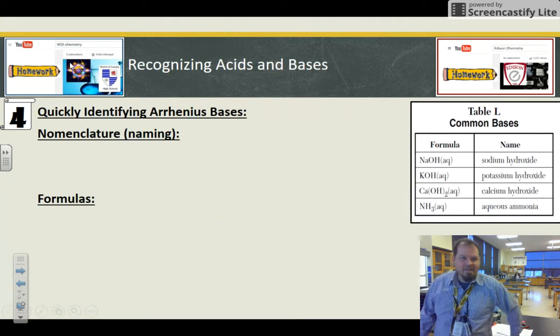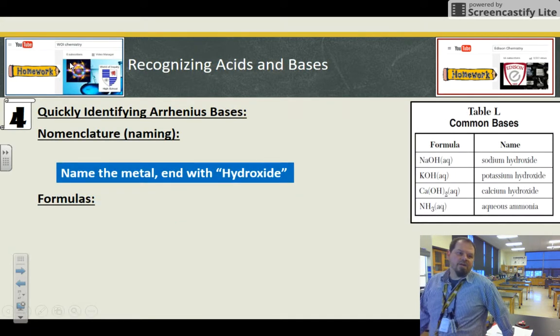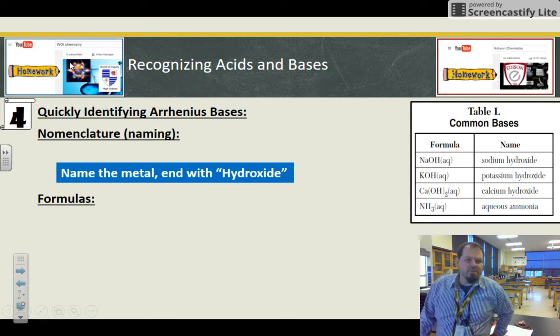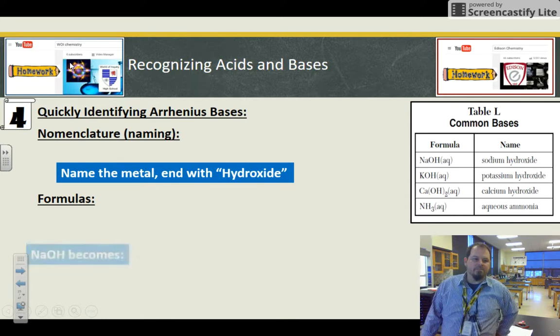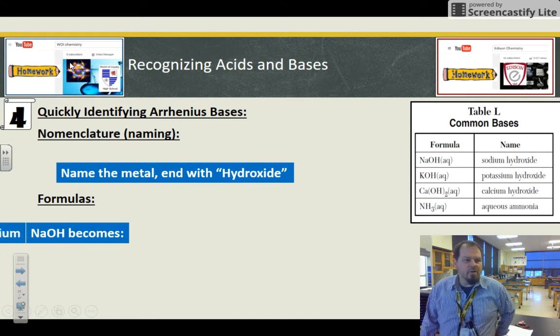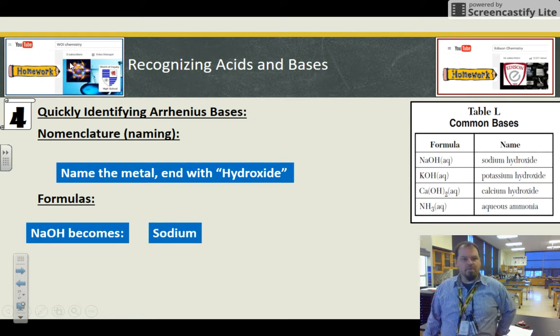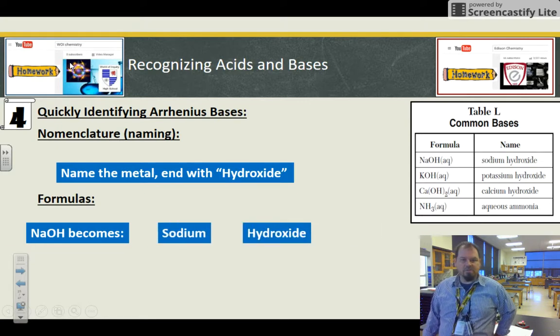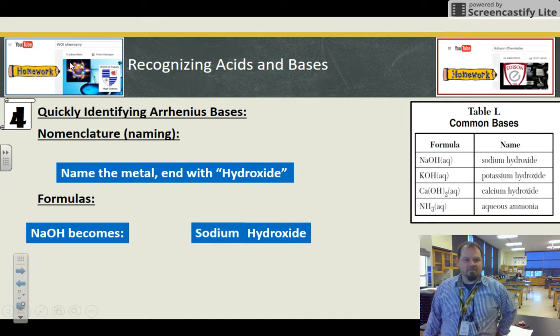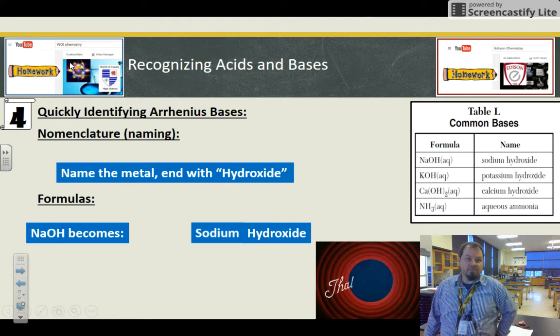And now let's do a base. So we're going to name the metal and then just end it with hydroxide. This one's really easy, except for ammonia, of course. So NaOH becomes sodium, and then we add in that hydroxide, and it just becomes sodium hydroxide. Super easy. Okay, good. And now you kind of get a feel for the naming structure. The names are all given for you already. So there you go. Look them up. Here's your tables. That's it.